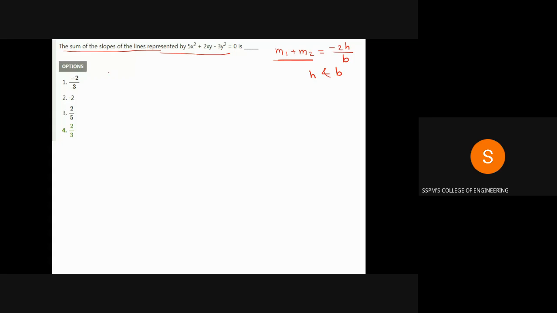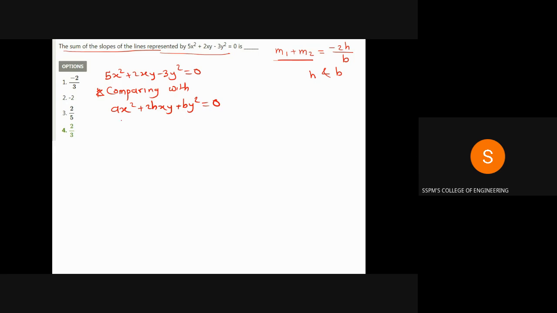The given equation is 5x square plus 2xy minus 3y square is equal to 0. We will compare it with the standard form. What is the standard form? It is ax square plus 2hxy plus by square is equal to 0. This is the standard form.